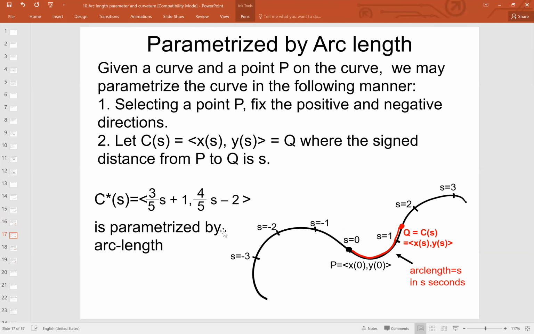So in this particular case, if I were to start at the point 1, minus 2, and travel along the curve in this direction, the positive direction, in this case the line, then this will be the parameterization by arc length, starting at the point P with the positive direction as described. I know it's a mouthful.